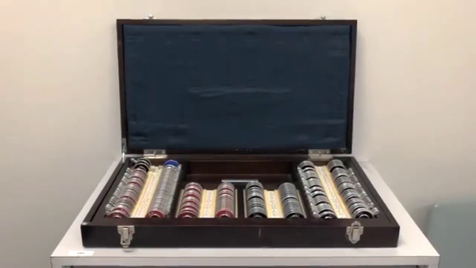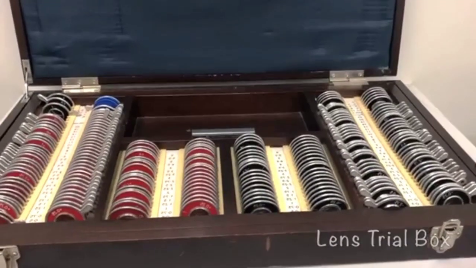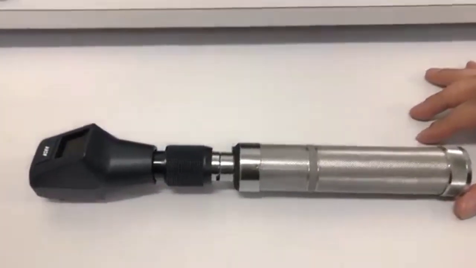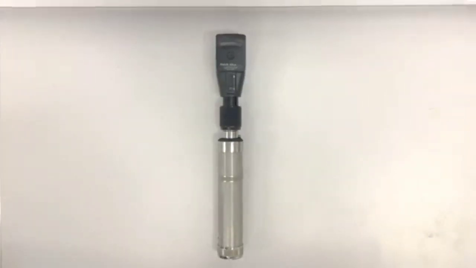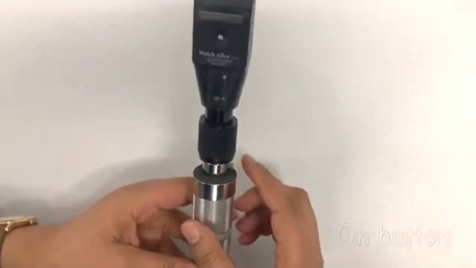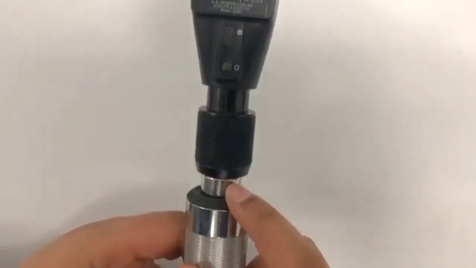To perform retinoscopy, the equipment required includes the lens trial box and the retinoscope. The retinoscope is composed of several elements. These include the on button. To turn the retinoscope on, simply hold onto the green button and rotate. This then produces a light that looks just like that.